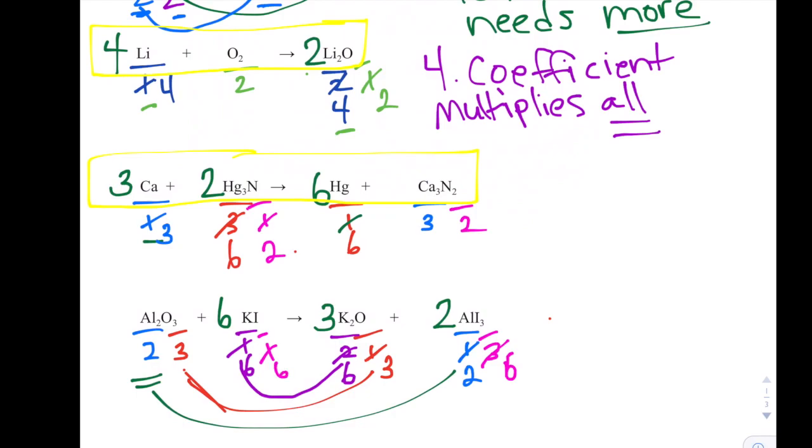Now let's look at the I. Now I have 6I on the left and I have 6I on the right. So that's actually balanced. So if we double check, I'm going to get rid of these lines. Getting a little messy. I see the blue, Al, 2 on both sides. The red, O, 3 on both sides. The purple, K, 6 on both sides. And the pink, I, 6 on both sides. So it is balanced.